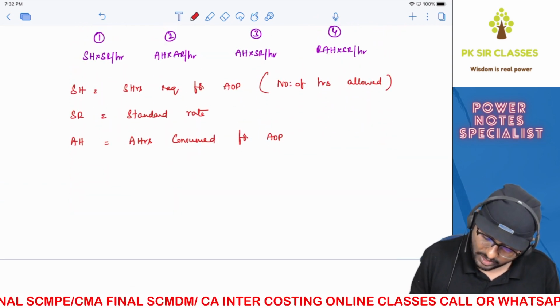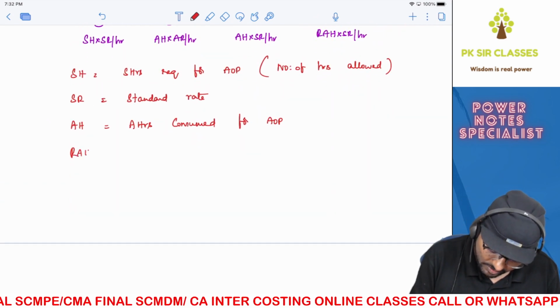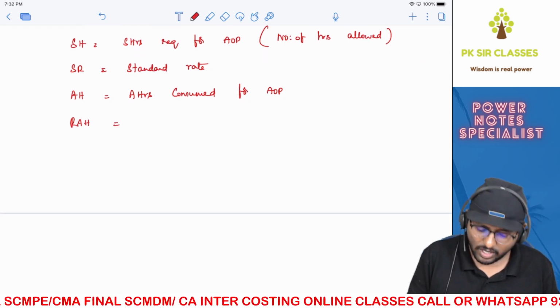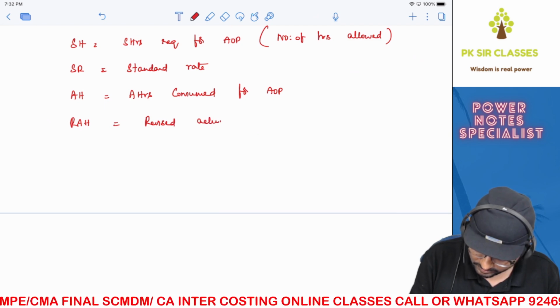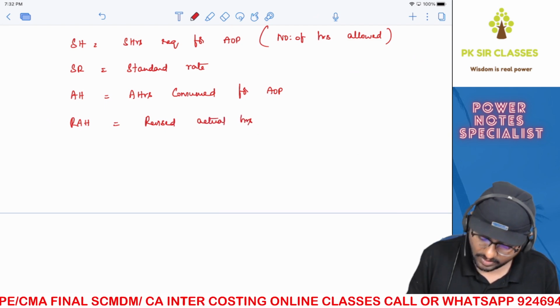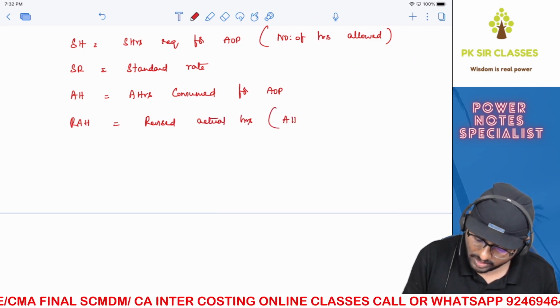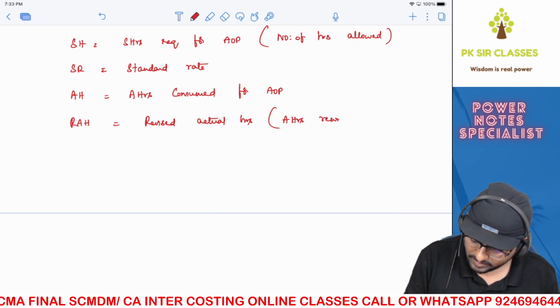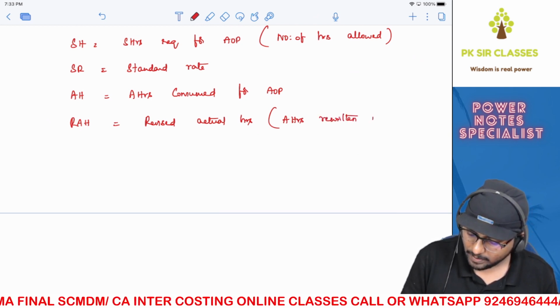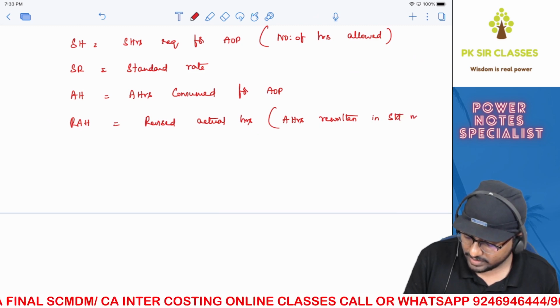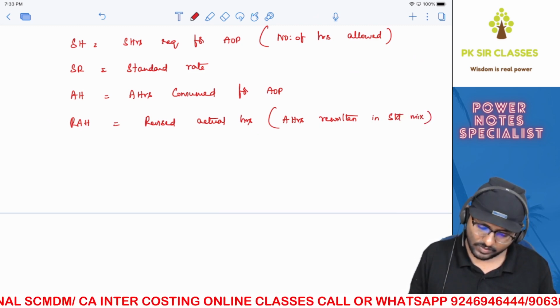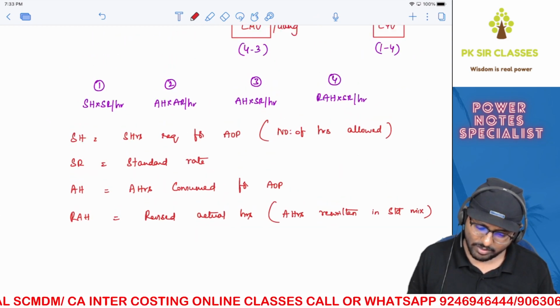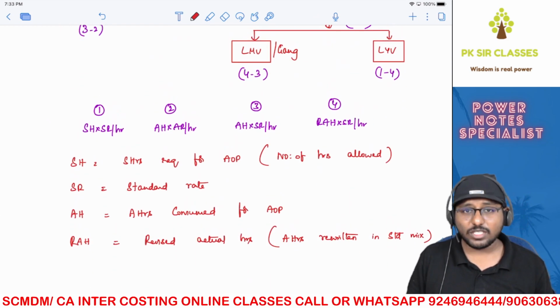Then RAH, it's pretty much the same concept. Instead of quantity, we have hours only. So this is revised actual hours, that is nothing but actual hours rewritten in standard mix. You got this? As you know, pretty much everything is the same. Even the logics are also the same.